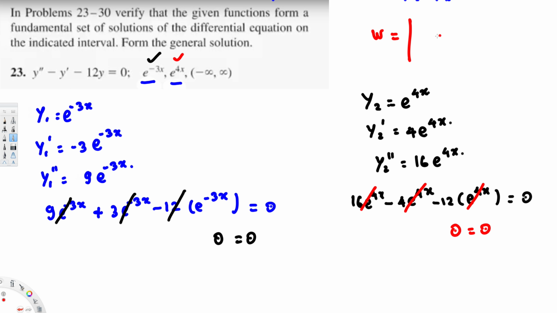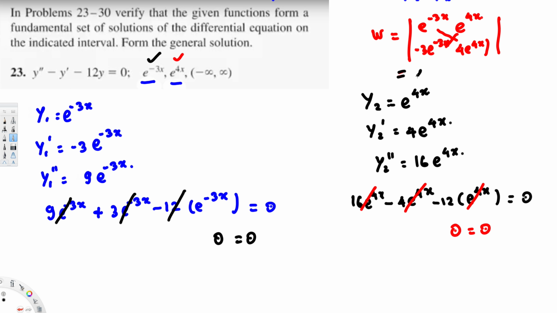For the Wronskian we put y1 and y2 on top. Let y1 be e power minus 3x and y2 be e power 4x, and on the bottom we put the derivatives. The first derivative of y1 is minus 3 e power minus 3x, and the first derivative of y2 is 4 e power 4x. If you take the determinant, AD minus BC, you shouldn't get 0, right? If you don't get 0, that means they are linearly independent. That's what we want. Now let's see what we get.